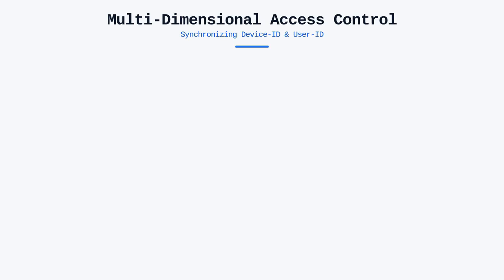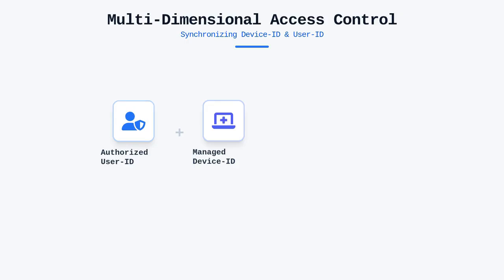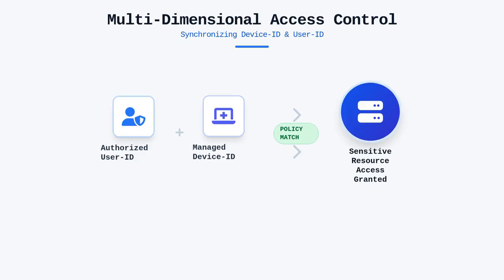When we look at multi-dimensional access control, the real power of this deployment emerges when you synchronize device ID with existing user ID implementations. By combining these, you can write policies that only permit access to sensitive resources if the request originates from a known, managed hardware device operated by an authorized user account. This prevents, for instance, a valid user from accessing a sensitive finance server using a personal, unmanaged tablet that lacks the required security posture.